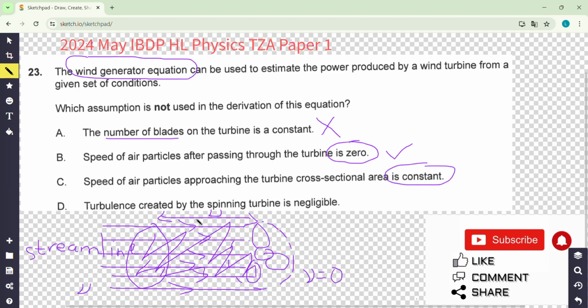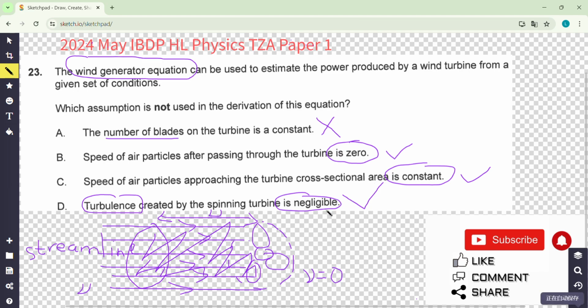And the speed of air particles approaching the turbine cross-sectional area is constant. Yes, because we need to assume it's a constant speed, so a length of v of air passes through the turbine per second. So we need v to be constant nearby. And turbulence created by the spinning turbine is negligible. Yes, we need to have a streamlined flow. If it produces turbulence, then it will jet out the air inside, and the calculation will be different. So there shouldn't be turbulent flow.